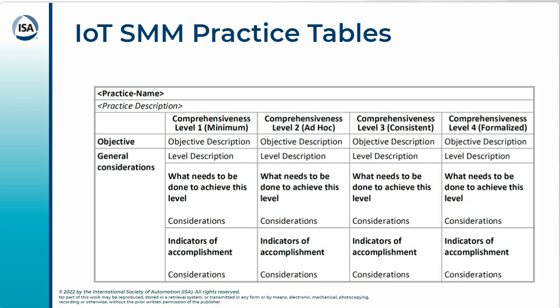So this is the way they've organized it. Throughout their SMM document, they have a whole series of tables with the practice name, a description of the practice, and then they break it down into each one of the four comprehensiveness levels, along with an objective description. Then they lay out the general considerations, so what needs to be done to achieve each of the levels.